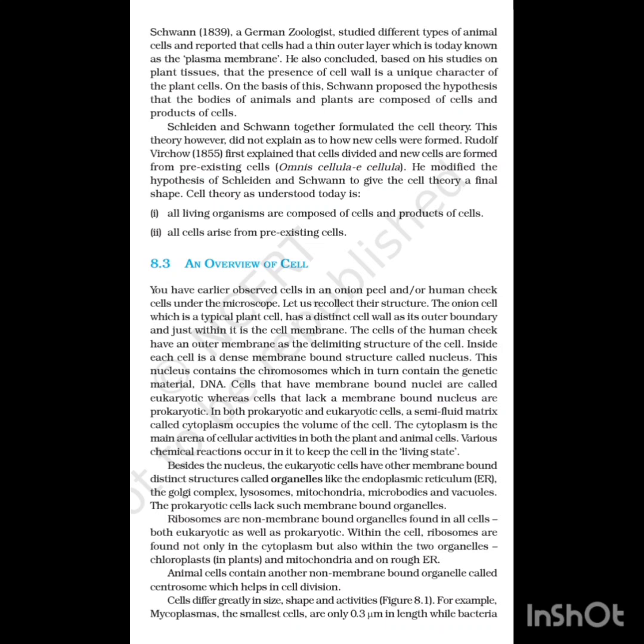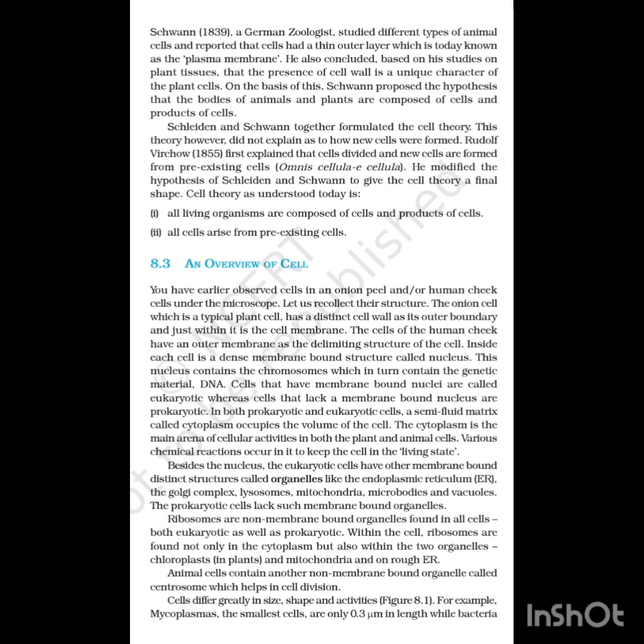This theory, however, did not explain how new cells are formed. Rudolf Virchow in 1855 first explained that cells divide and new cells are formed from pre-existing cells. He modified the hypothesis of Schleiden and Schwann to give the cell theory its final shape. Cell theory, as understood today, is that all living organisms are composed of cells and products of cells, and all cells arise from pre-existing cells.